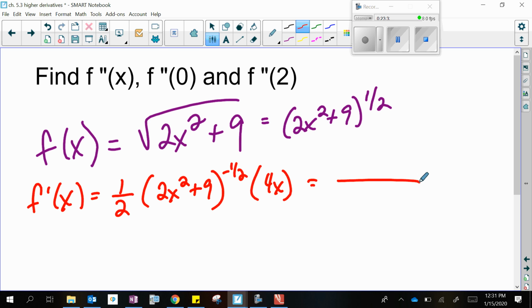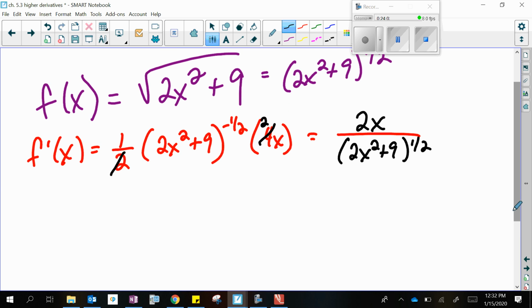Okay, now so final answer, how do we clean that up? What's going to go in our numerator for the final answer? Just a 2x, right? Because these are going to cancel. That makes sense? So we're going to get a 2x on top and a 2x squared plus 9 to the 1/2 on the bottom. Everybody agree with that? Okay.